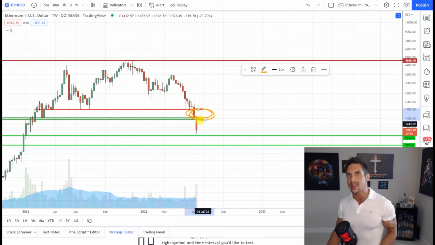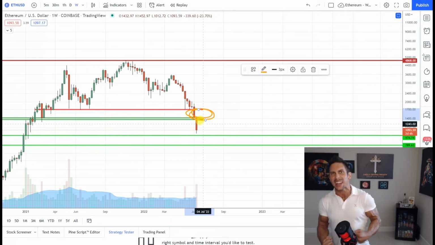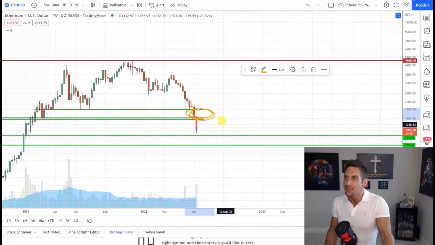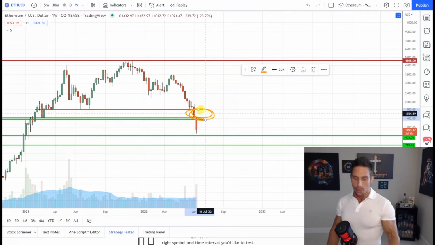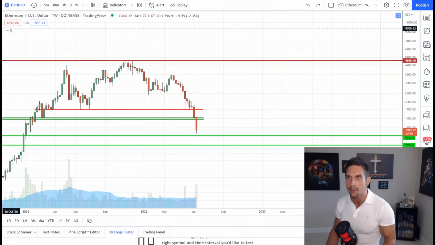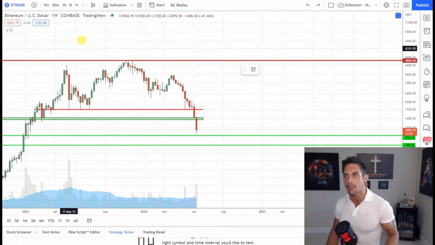We have broken down below the floor. We need to burst back up. We need to get above that. So anyway, we want to break above 1,300 to 1,700, okay? Once we do that, similar story as Bitcoin, okay? Same sort of thought process.